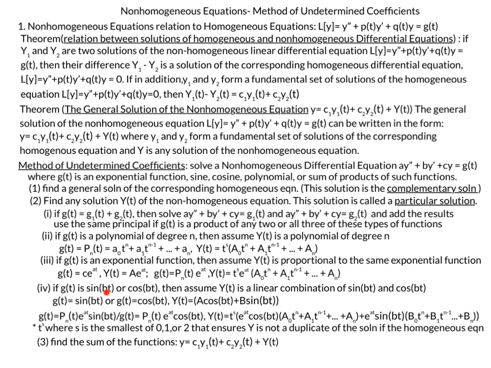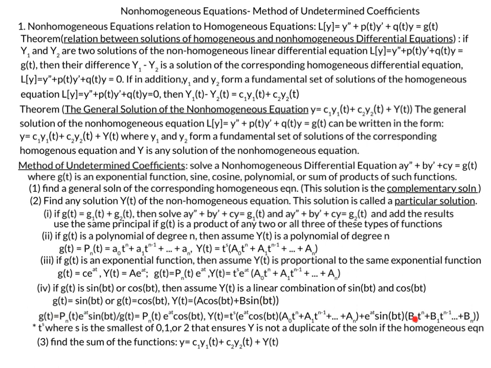If g of t is sine of bt or cosine of bt, then we're going to assume y of t is a linear combination of sine of bt and cosine of bt. So if g of t is equal to sine of bt, or g of t is equal to cosine of bt, then y of t is equal to a cosine of bt plus b sine of bt.